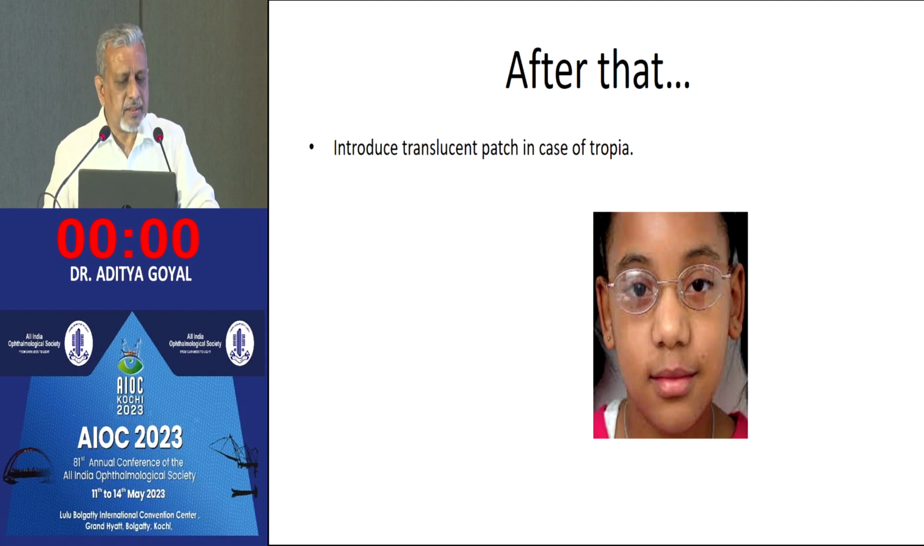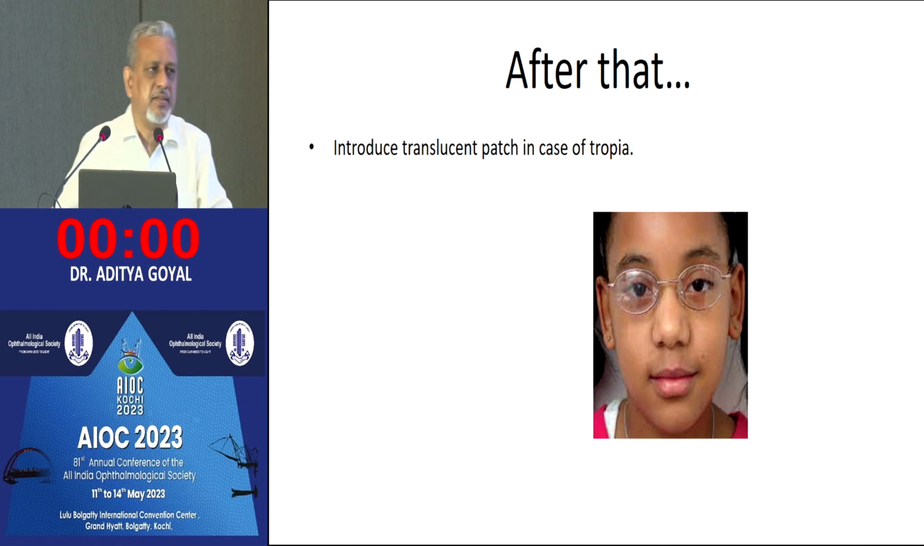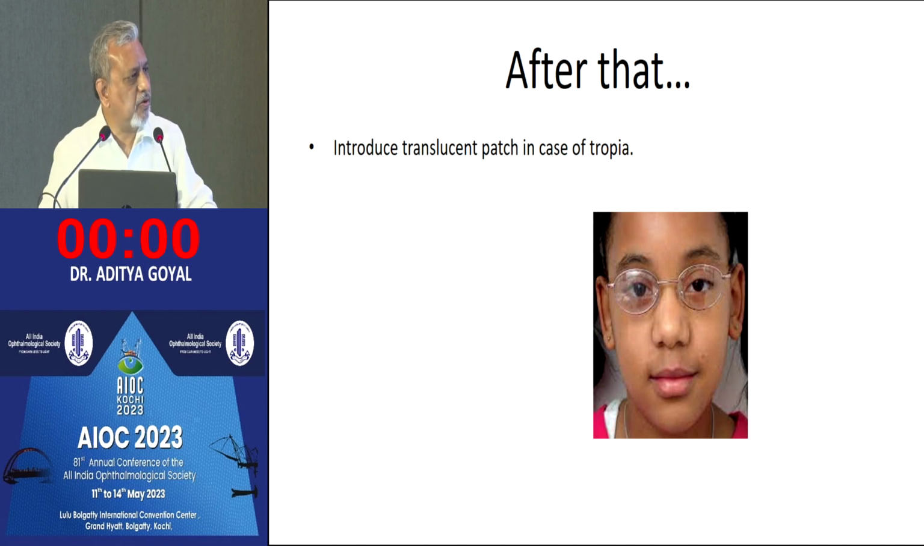Introduce translucent patches in case of tropia. I am, for one, against total occlusion where you put an opaque patch. I would like to use Bangerter foils and translucent occlusion, like the case, like the child over here.